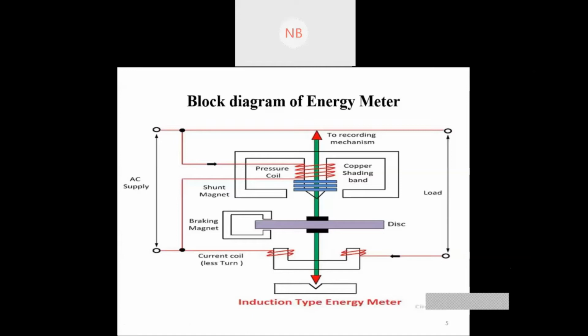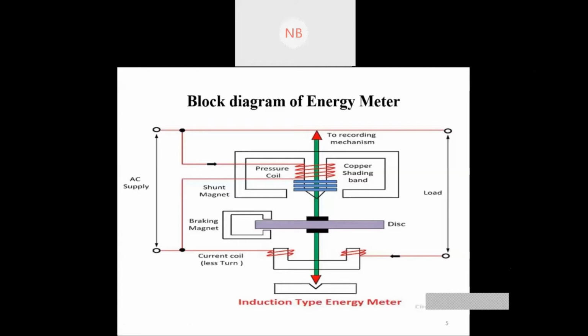Now we know that according to Lenz's law, the response always opposes the cause. So here, the new torque is generated only because of the original flux of this aluminum disc. That is why this torque will oppose the resultant torque we have already discussed, which is rotating the aluminum disc. It will try to control the speed of this aluminum disc. That is how the speed of this energy meter will be controlled.